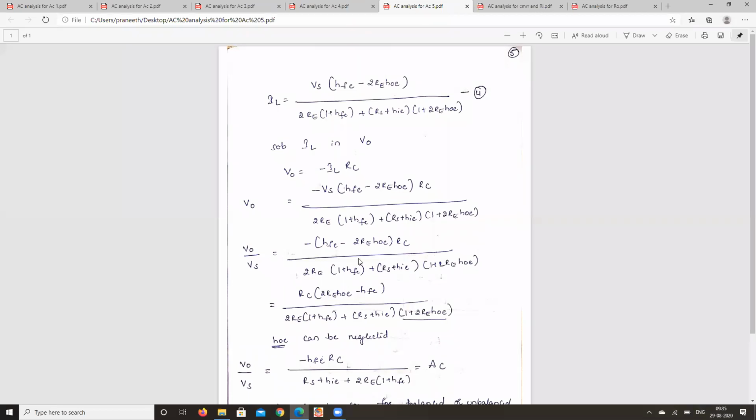So after substituting IL here, what you got finally is the expression minus Vs into HFE minus 2 Re HOE RC by 2 Re into 1 plus HFE plus Rs plus HIE into 1 plus Re HOE. Again I'll take Vs to this side. So rewrite this. If I take V naught by Vs like this, I'll be getting the expression. Just look at a glance from the top, take it down. I'll give you 1 minute time.